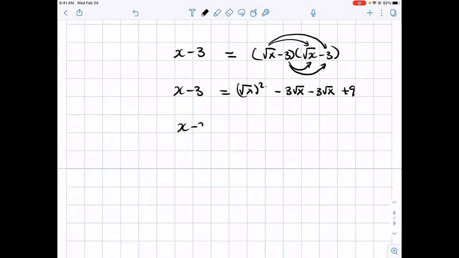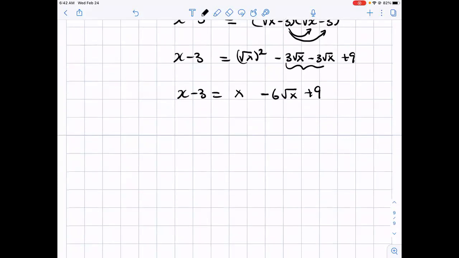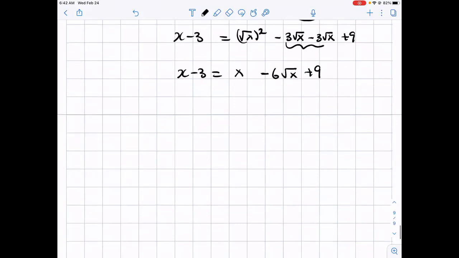So we have x minus 3, so the square root of x squared is just x. These are like terms, so you end up with minus 6 square root of x plus 9. So notice when we square, we tend to introduce another radical here, and that's okay. Okay, so now what we have to do is get that radical by itself and square again. So let's see. Move everything to one side except for the radical, right?